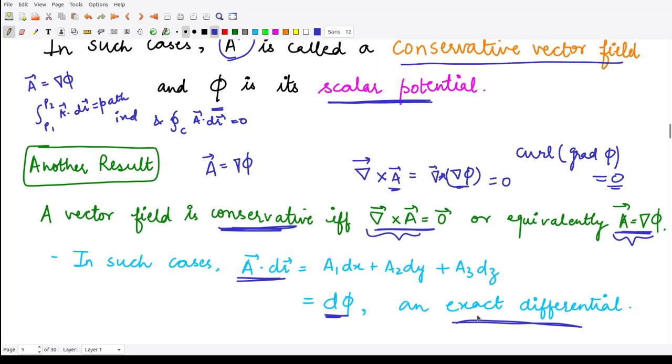So I hope you understood this concept of work done and what is the conservative vector field and scalar potential. In the next video, we shall see some problems related to this concept to make it more clear to you all. Well, that is it for this video.